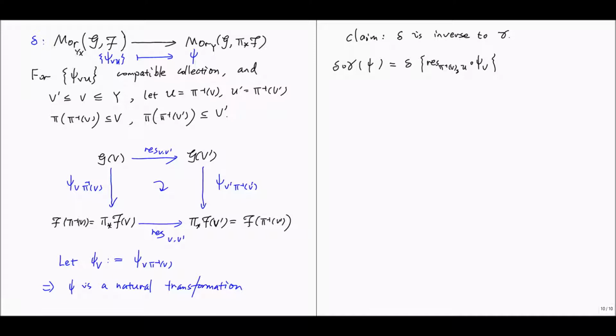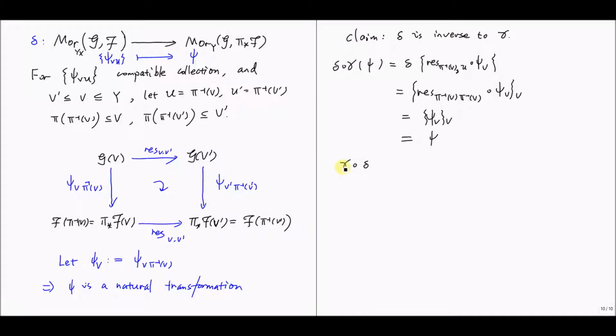By our definition, for delta, we want to replace this U by pi inverse of V. But this gives us an identity. This is identity. So we get a collection of psi sub V's. This can be immediately identified with psi, because psi itself can be regarded as a collection of psi sub V's when V ranges over all open subsets of Y.